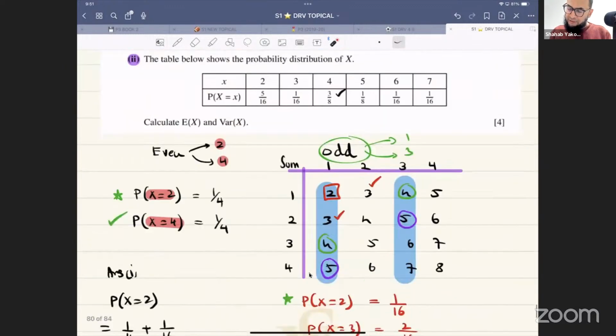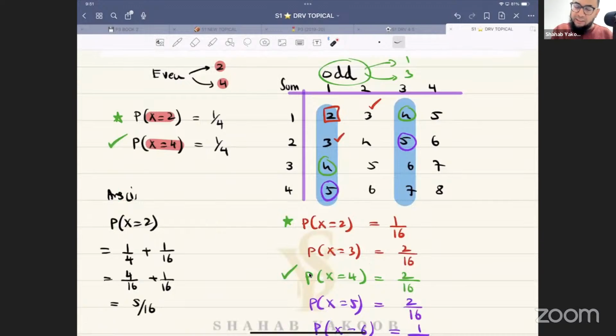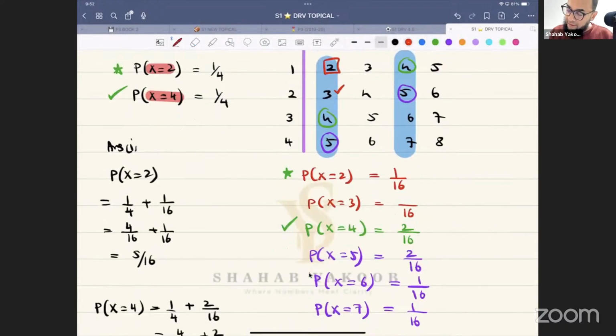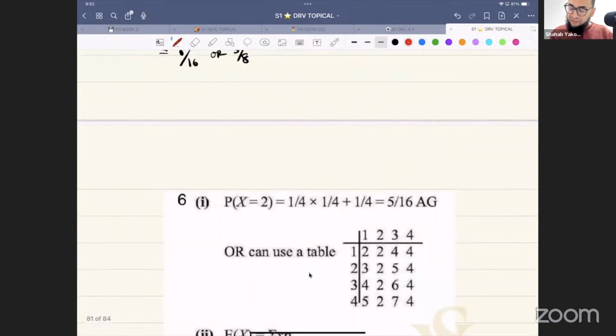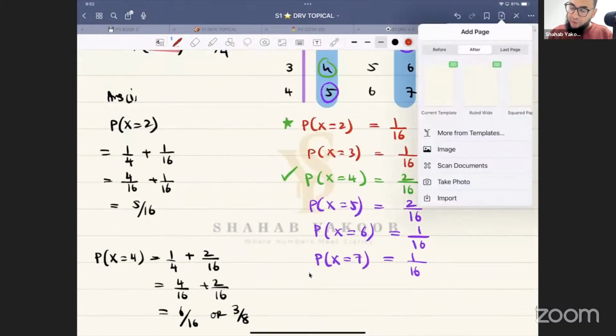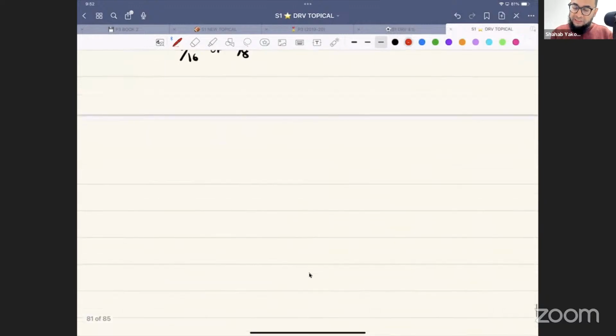Okay, 3 is only 1. Okay, this 3 is not there. Let me correct myself. So that's a good thing. I double checked. So 3 is 1 over 16 because we are choosing out of these blue ones. So now the rest of the thing is pretty straightforward. So let me just copy this thing.